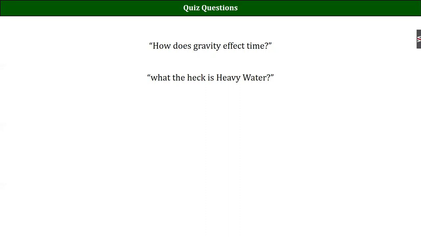Because if we call our spaceship our stationary frame of reference and say that the Earth is moving, then that would give us a different answer, right? So it's actually the acceleration that winds up changing things. And so whether or not something is exposed to massive gravity is actually less important than the fact that you have to go faster to get around that massive object.